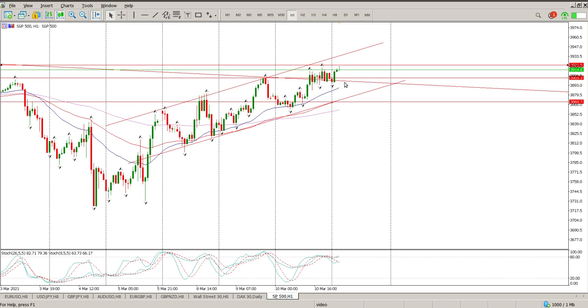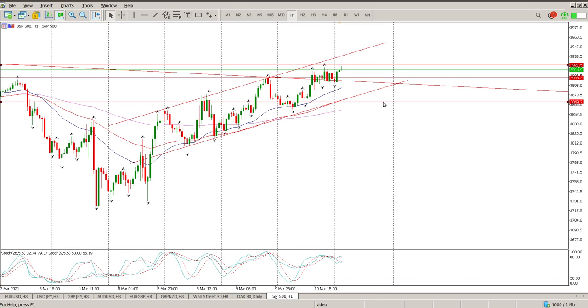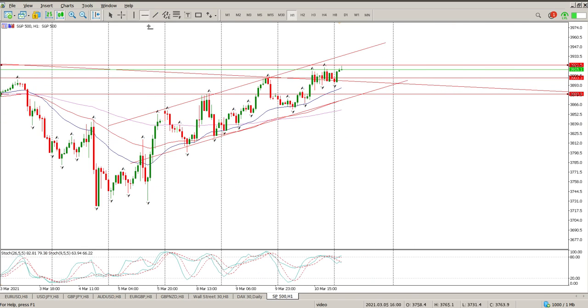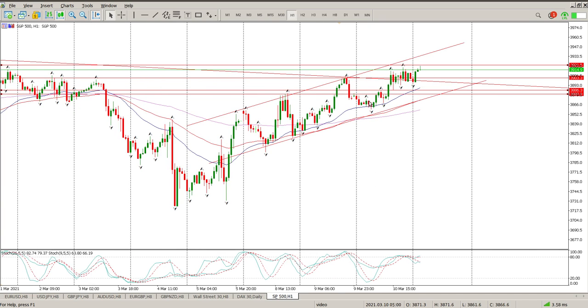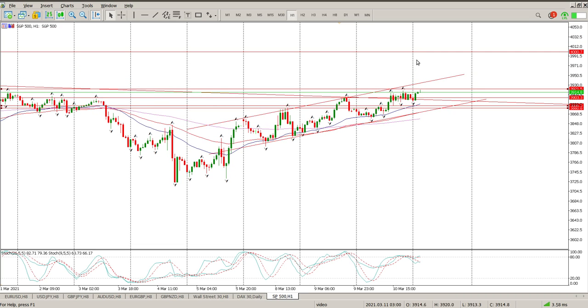If we can come down to 3900, see if we find some structure. Also, there is a potential for a deeper move, and I'm just going to put 2 levels here because it's going to be a bit of a zone. So there's a potential for a deeper move to 38.86 and 38.80. So that's another area to be watching. That's kind of my view on the S&P at the moment. We are still trending up, and I'm still looking for 4,000.